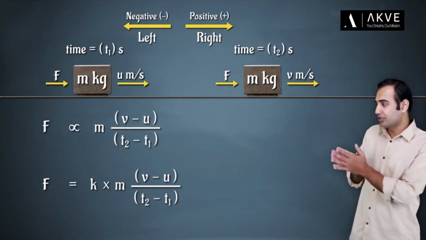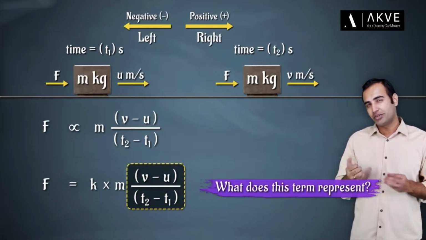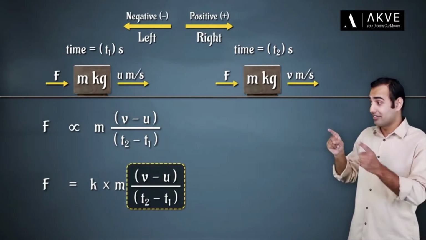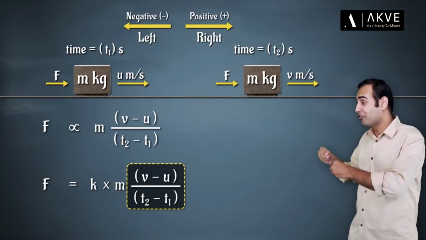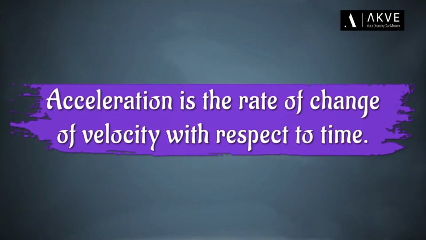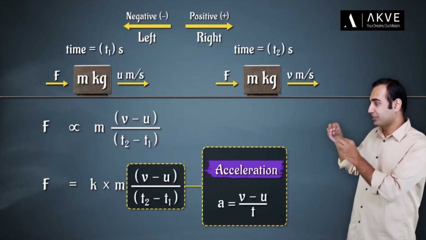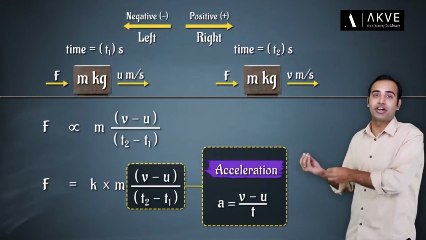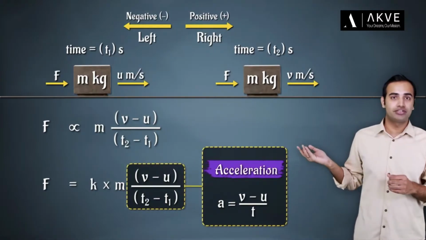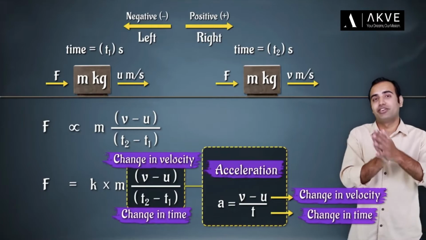Now pay attention to this term over here, (v minus u) divided by (t2 minus t1). Does this remind you of something? Well, you see, in the chapter of motion, we studied that this is actually an expression for acceleration. Yes, acceleration is simply the rate of change of velocity with respect to time. So this fraction over here shows acceleration of the block between t1 and t2 seconds. Because clearly v is the final velocity, u is the initial velocity, and t2 minus t1 is the time in which the velocity changed.